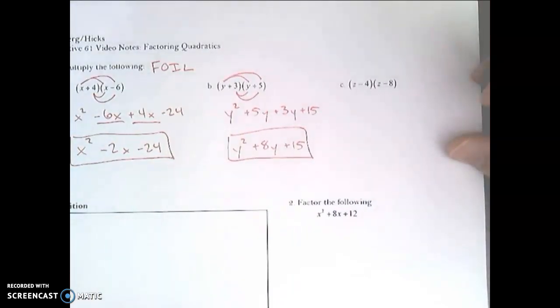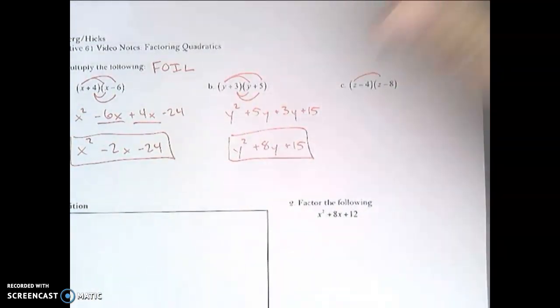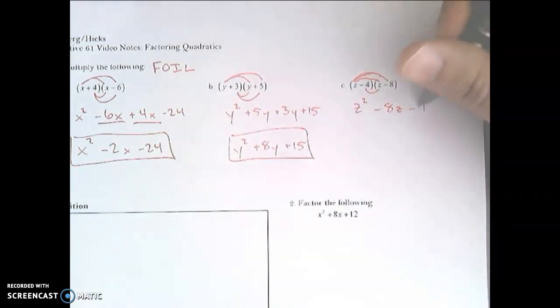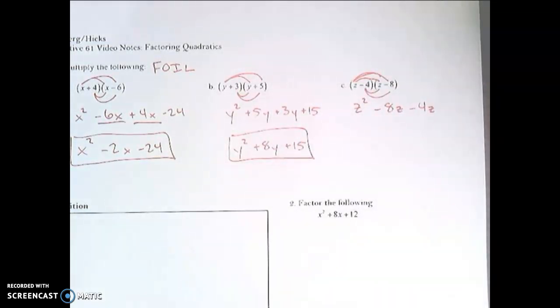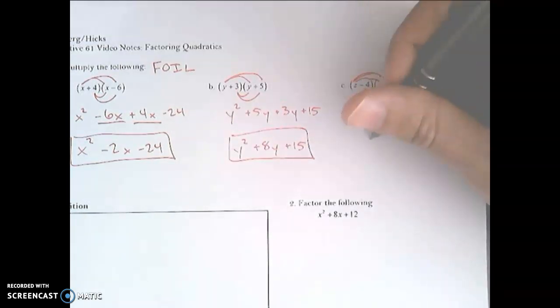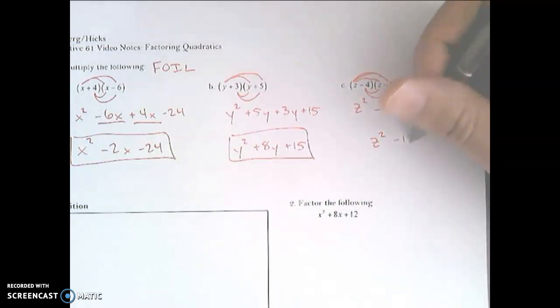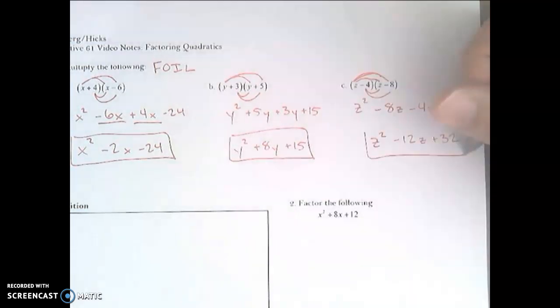And then last we've got first terms, so z times z gives us z squared. Z times negative 8 gives us a negative 8z. Inner, we have negative 4 times z gives us a negative 4z. And last, we have negative 4 times negative 8 gives us a positive 32. Combining like terms, we have a negative 8 and a negative 4 gives us a negative 12z. So we have this here.